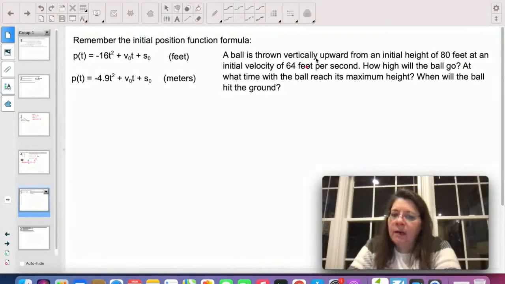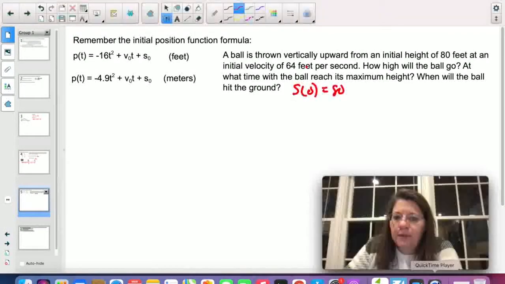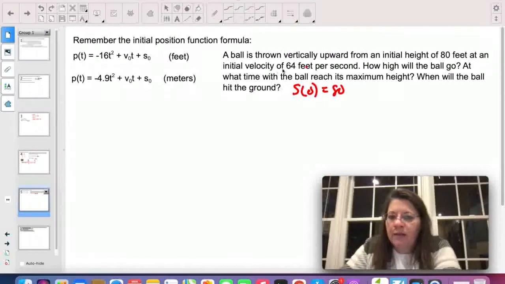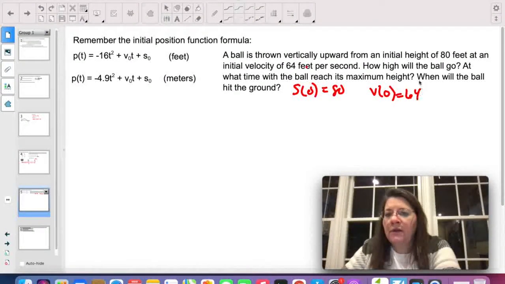They've given us that the initial height is 80. So what that means is s of 0 is 80. And they've given us an initial velocity of 64. What that means is v sub 0 is 64. So what I'm going to do is work backwards to show you why it is okay to just plug these values in here. I'm going to show you where this comes from.